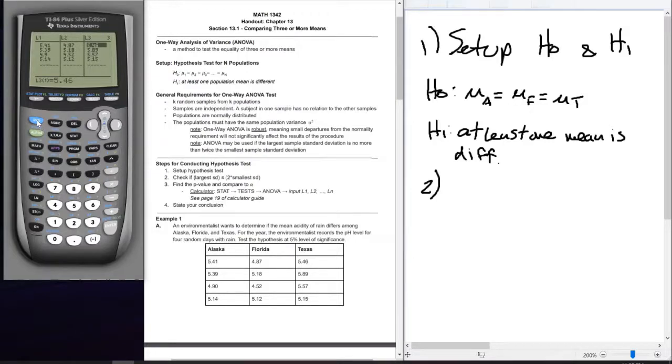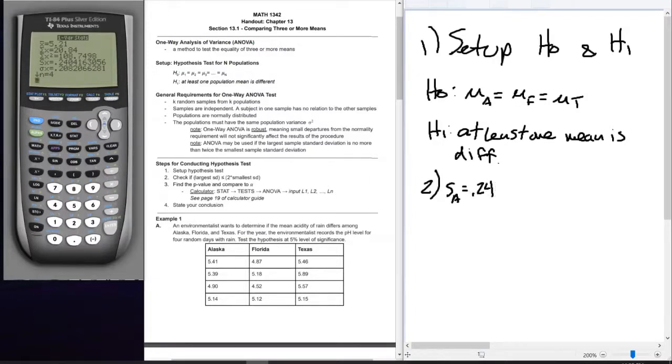Now, what we need to do is gather the sample standard deviation to see if this inequality is satisfied. To gather sample statistics, we're going to Stat, Calc, and 1-Var Stats. With 1-Var Stats, I'm looking to gather the sample statistics, the sample standard deviation. Here we have the standard deviation for Alaska is equal to 0.24.